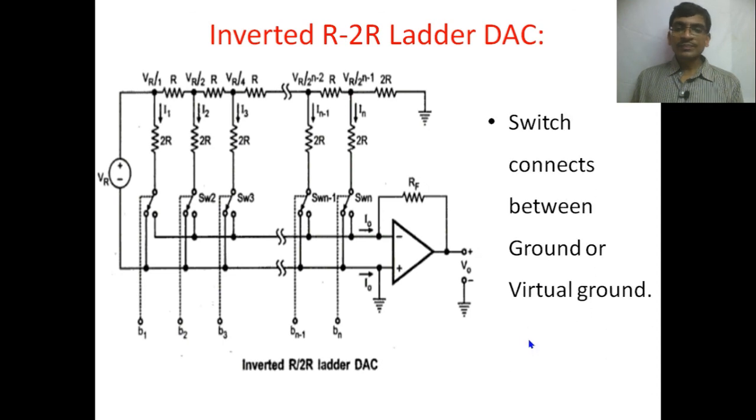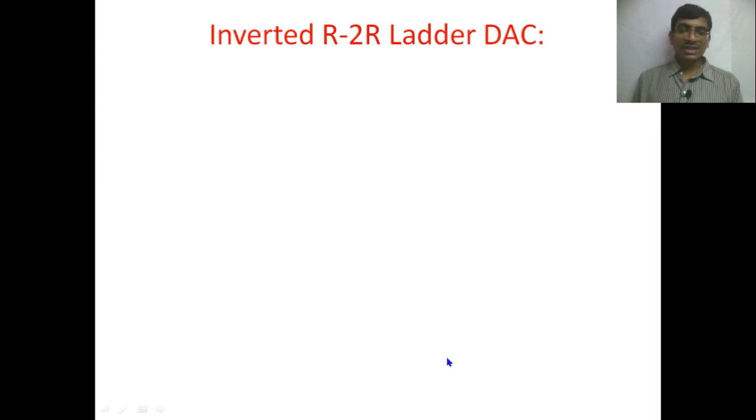So let us see, the switch connects between the ground or virtual ground. Okay, if the bit is 1, then it will connect to the virtual ground, which is the inverting terminal. If that bit is 0, then it will be connected to the real ground. That is the only difference.